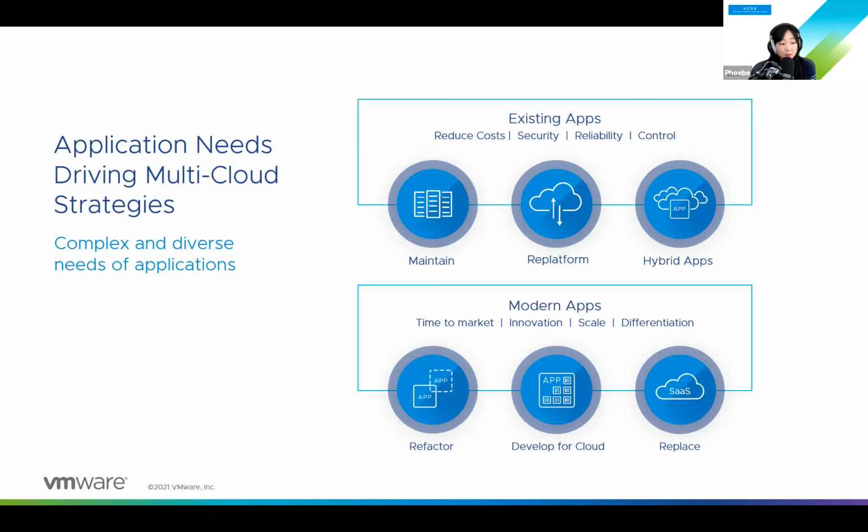And for modern applications, organizations want to really decrease that time to market, right? Derive more innovation from the developers and be able to scale and differentiate themselves from every other organization out there, or their competitors. So with that, they can refactor the applications, and they encourage developers to also develop for the cloud and maybe utilize some native services or replace applications altogether with some SaaS offerings as well.